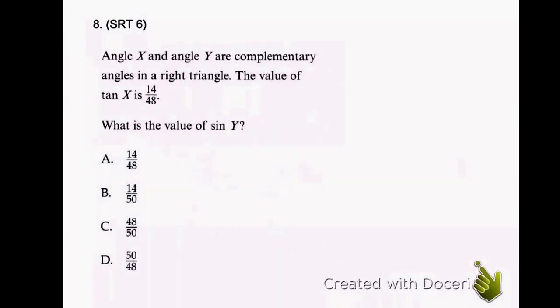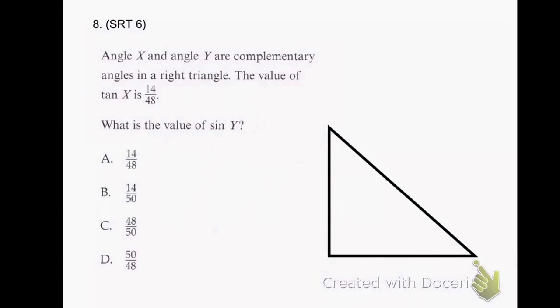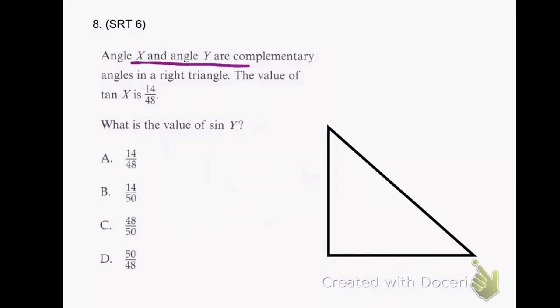On this one, angle X and angle Y are complementary angles in a right triangle. The value of tangent X is 14 over 48. What is the value of sine Y? So what you need to do is label it. If angles X and Y are complementary, then we know those are the acute angles in the right triangle. So you could put X on one acute angle and Y on the other acute angle.